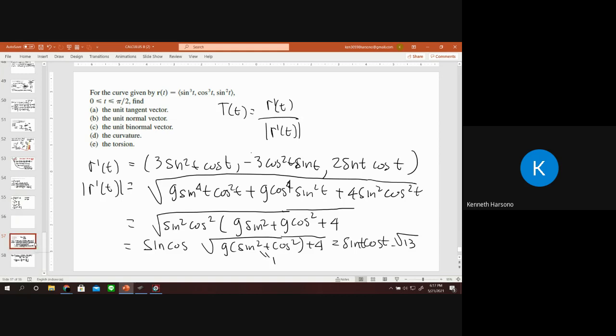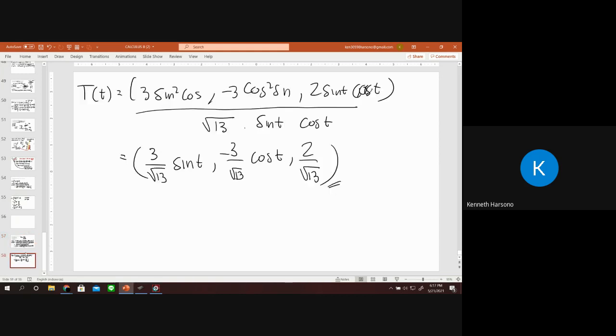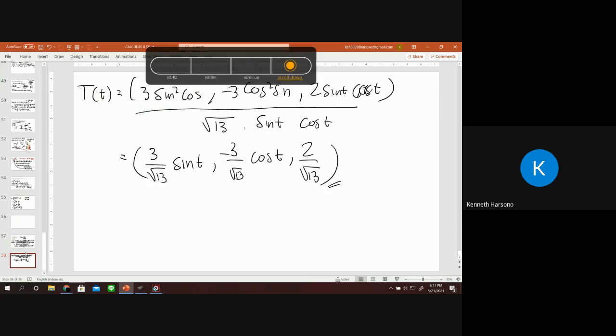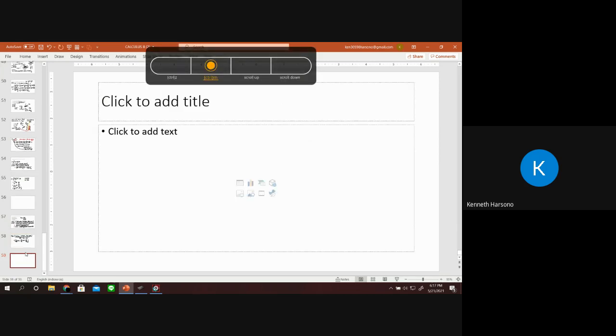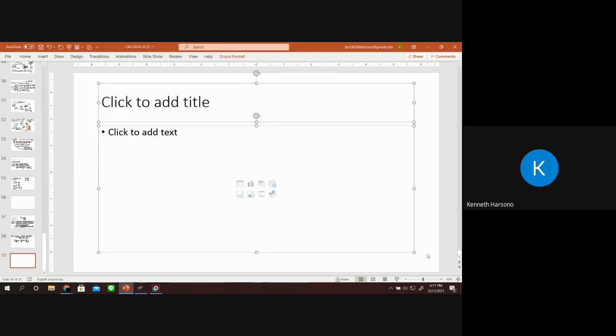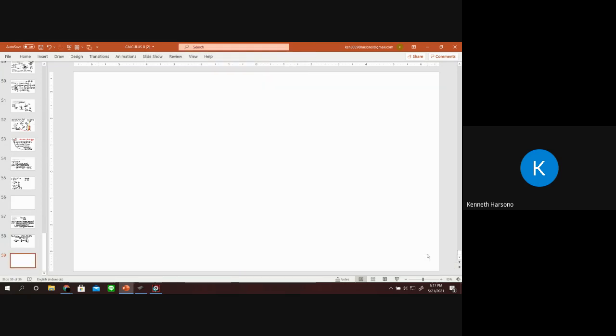No? Okay, and the unit normal vector. Let's make a new part. Unit normal vector, oops, sorry. Unit normal vector is N. This one is just the derivative of T divided by the magnitude of the derivative of T.